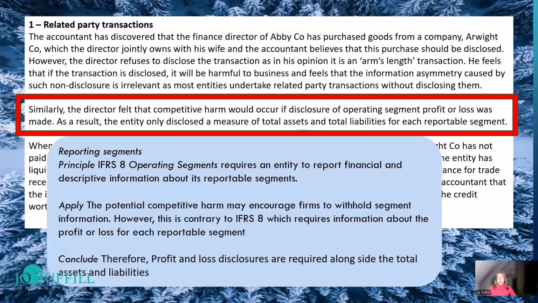The principle is operating segments. If you didn't know it was operating segments, all you need to say is operating segments from the scenario are required to be reported. Probably don't need to even say the potential for competitive harm may encourage firms to withhold segment information. We should just say it's contrary to the standard and it requires information about the profit and loss for each reportable entity or segment. Therefore, profit and loss disclosures are required alongside the total assets and liabilities.